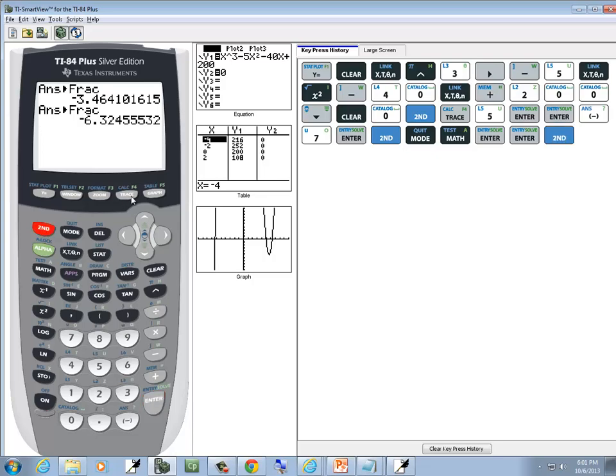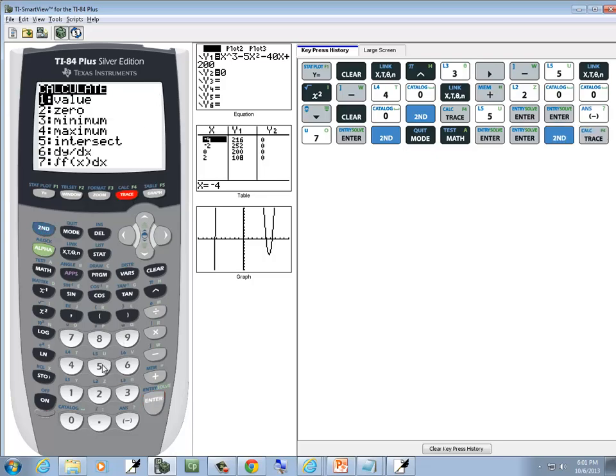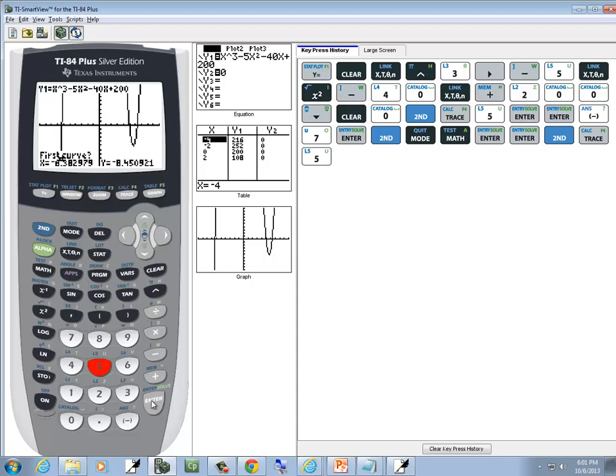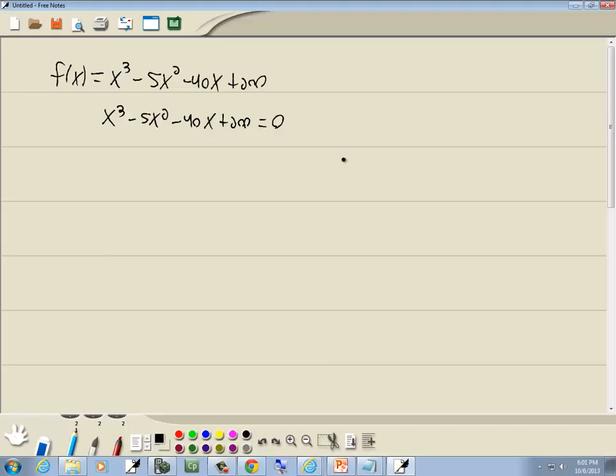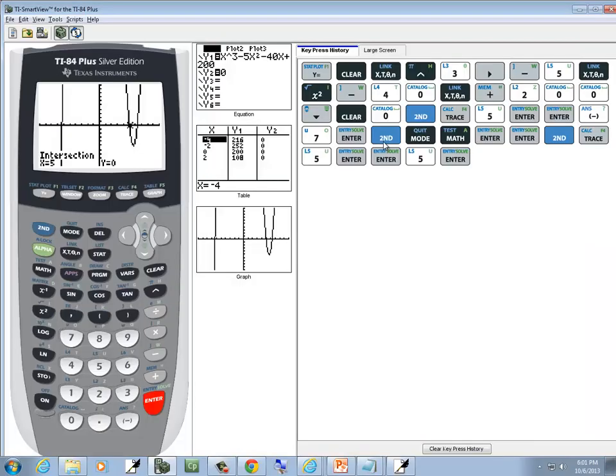So do second trace, choose 5 for intersect, enter on first curve, enter on second curve. This looks like maybe 1, 2, 3, 4, 5 or 6. We'll put 5 in for the guess and press enter. And it tells us intersection is x equals 5. Now I could try to find that other one, but since I found one decimal that wouldn't change to a fraction, I'm going to have 2. So this one will give us a decimal that won't change to a fraction.